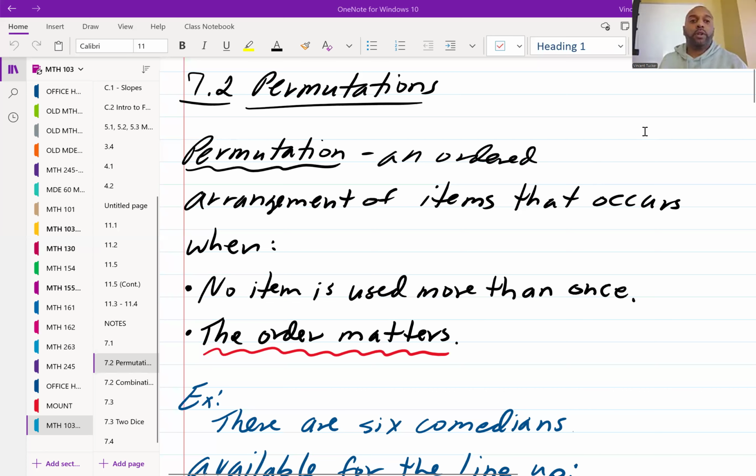So last time we talked, we discussed 7.1. Today we'll get into 7.2. 7.2 is permutations and combinations. So we're gonna look at permutations first.